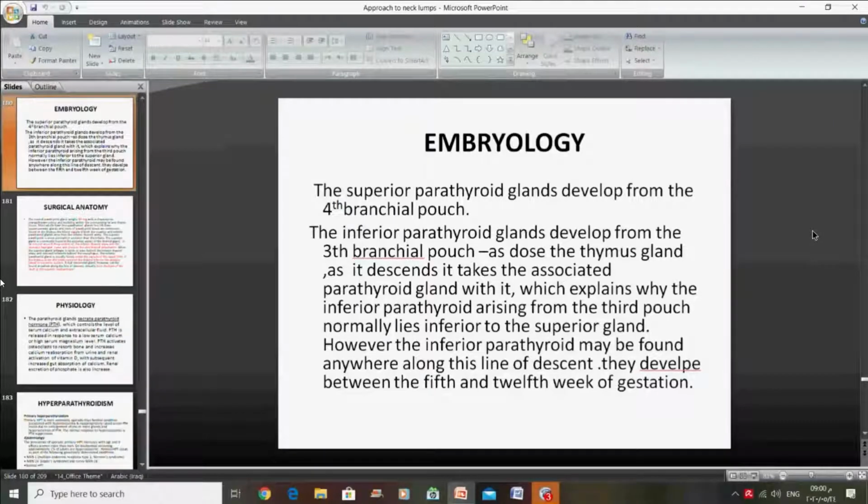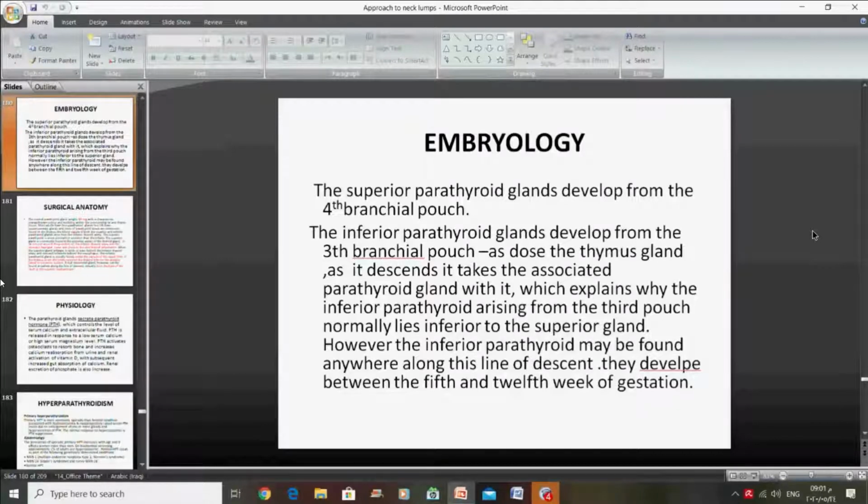Parathyroid gland. Usually the parathyroid glands are four in number: superior parathyroid glands and inferior parathyroid glands. Superior parathyroid gland develops from the fourth branchial pouch. The inferior develops from the third branchial pouch. It's the opposite, so don't forget this. The superior is from the fourth and the inferior is from the third, together with thymus.